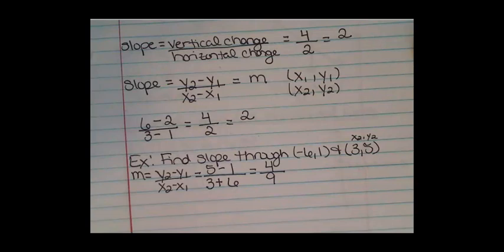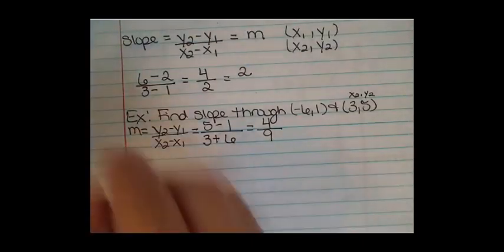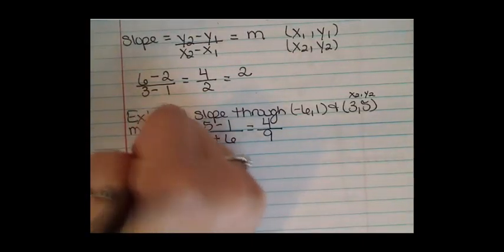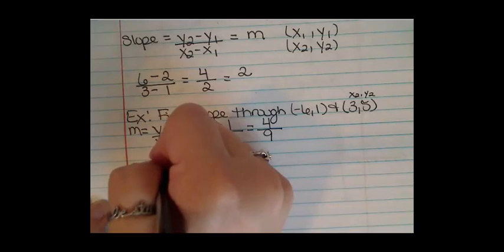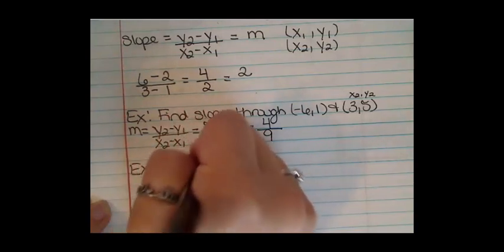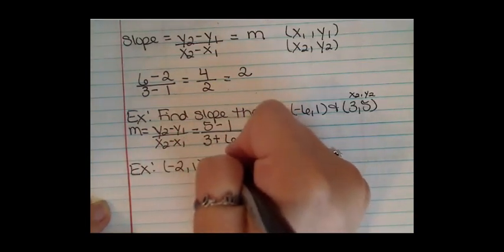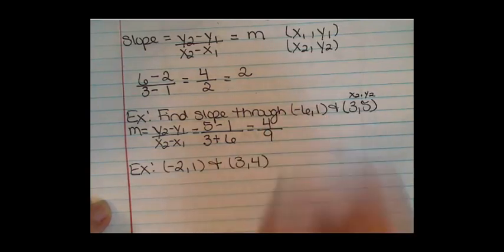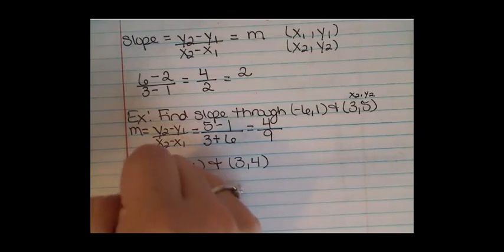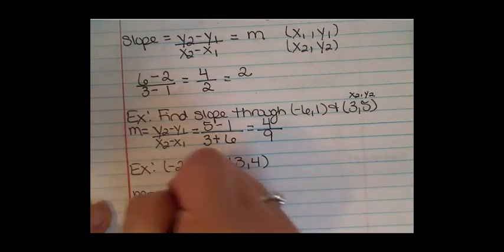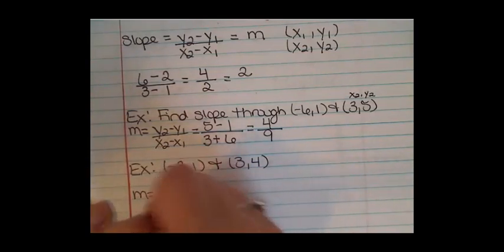Okay, we'll do another one. Let's find the slope through the points (-2, 1) and (3, 4). So m equals y2 minus y1 over x2 minus x1.